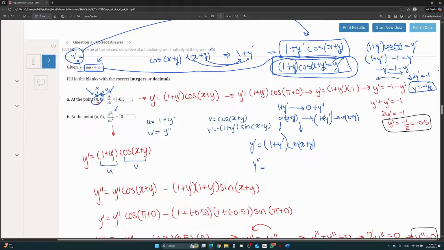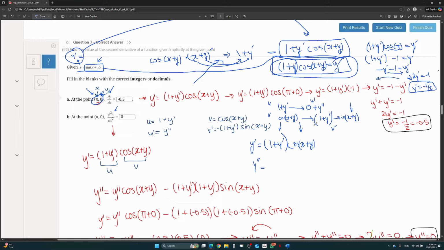Why is it 1 plus y prime? For the same reason as over here, I explained it up here. Because you have to multiply by the derivative of what's inside. The derivative of what's inside is this. Anyway, now we have our u, our u prime, our v, and our v prime. So can we do the product rule?